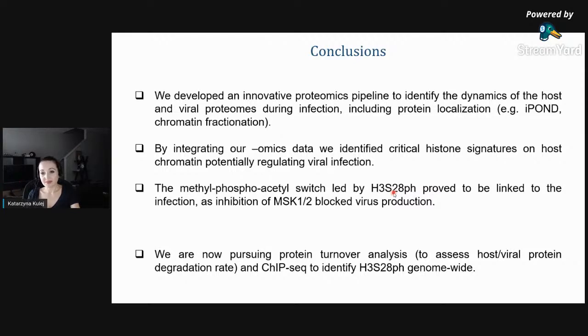and they have a huge impact on the infections. As well, we show that the methyl-phospho-acetyl switch is a very important mechanism, not only during latent but also during lytic infections, and is driven through a MAP kinase pathway. And currently, to better define the function of this S28 phosphorylation and all of these acetylations, we are performing ChIP-seq analysis to check what is behind these chromatin domains.